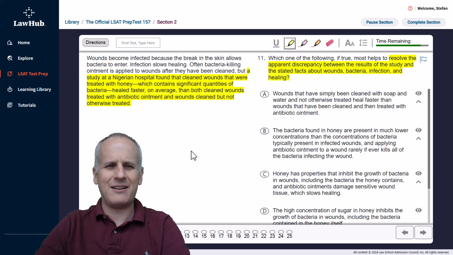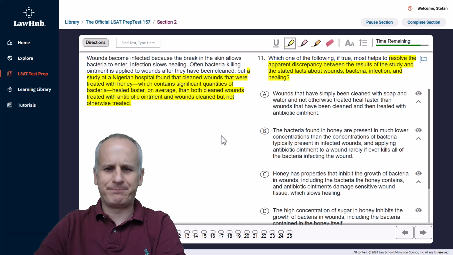because we want to have a broad mental prediction: we need to get an answer choice that explains why honey was better than this bacteria killing ointment and was better than the wounds that were not treated at all. So we need to address both sides, show why honey is better than both the antibiotic and cleaning without either the antibiotic or the honey.